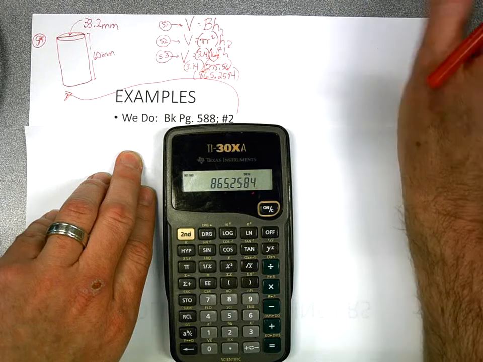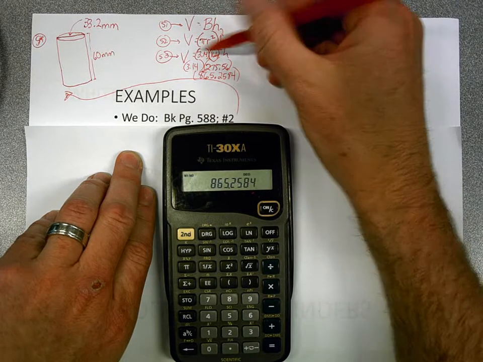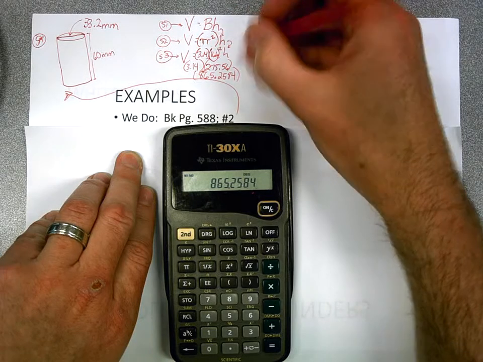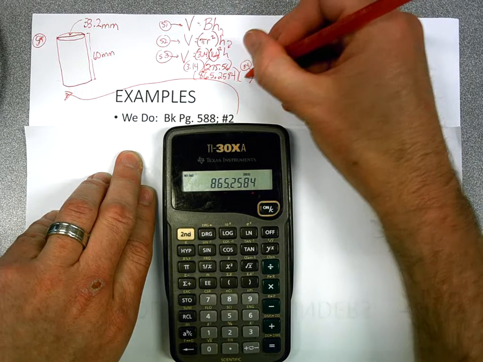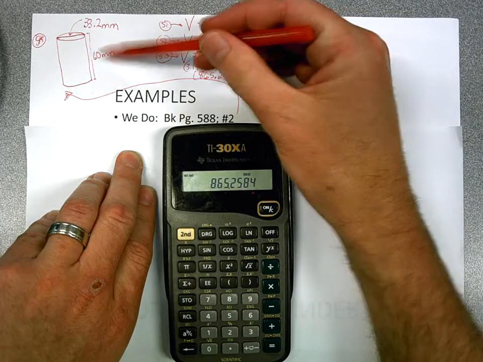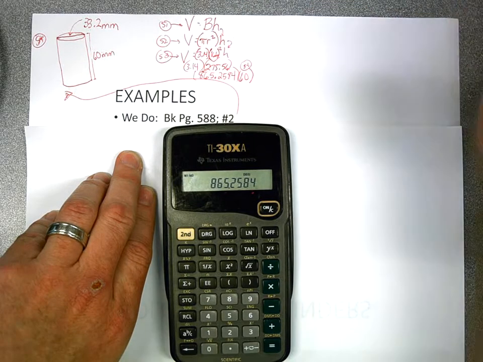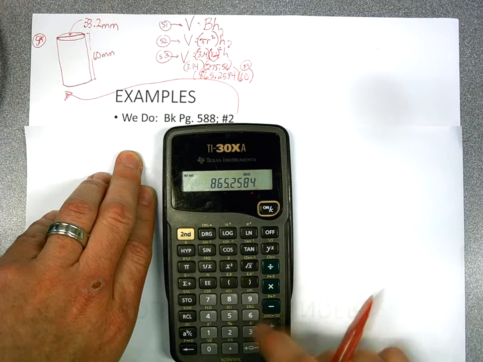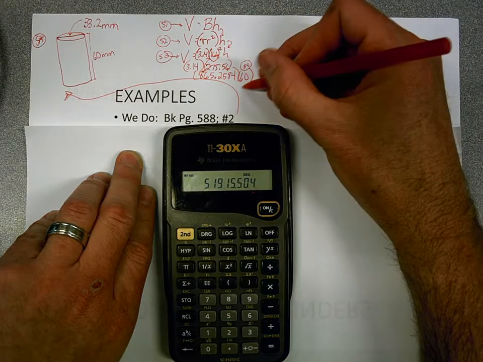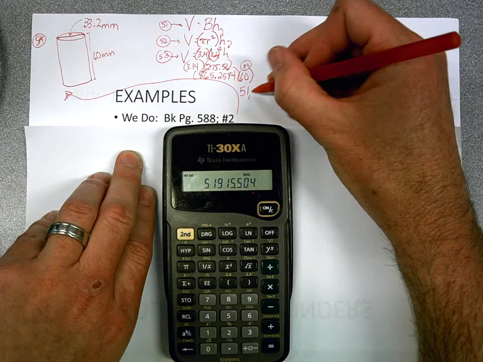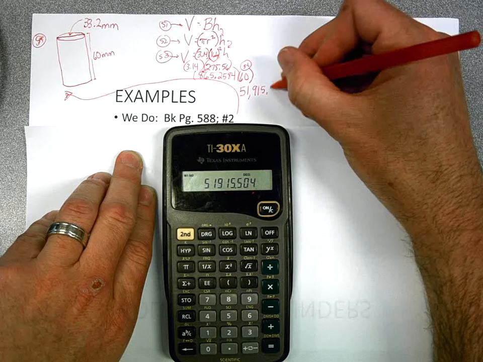Now, you might be tempted to round it right now. Do not round. All we did is plug the numbers in and solve. Now, step 4 is to multiply it by the third dimension, or in this case, the height. So it's 60 millimeters. I'm going to multiply this by 60, and I get 51,915.504.